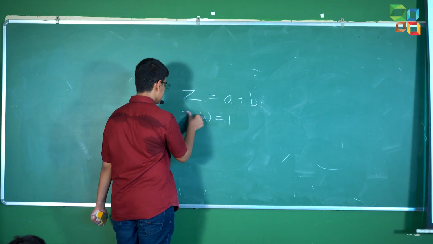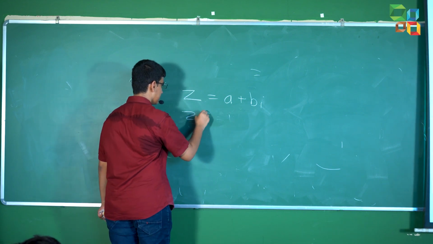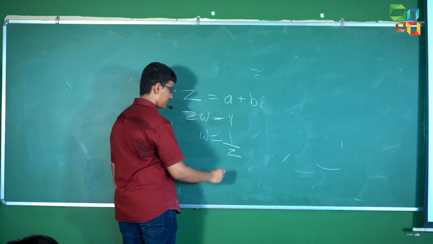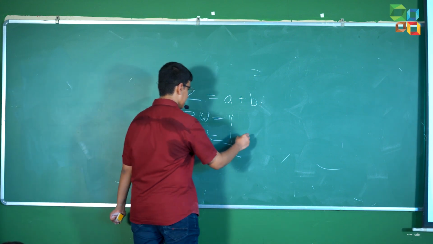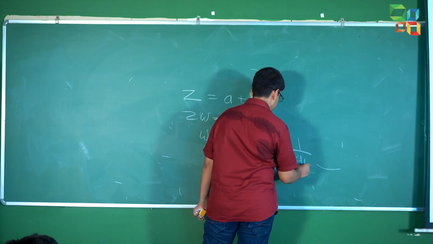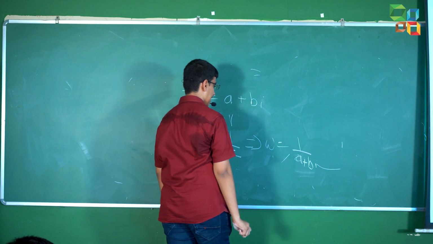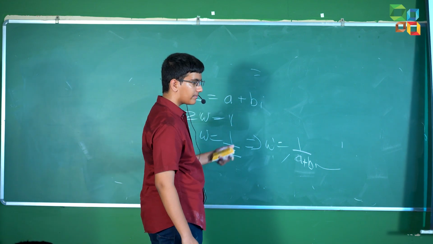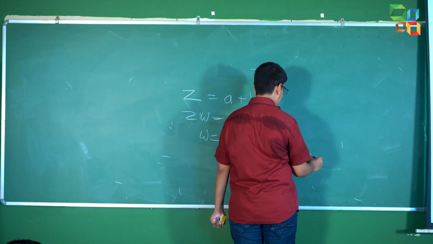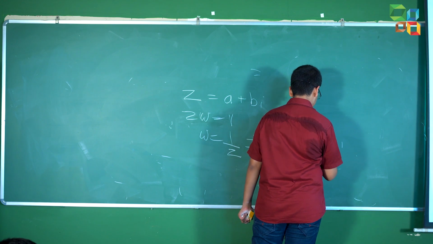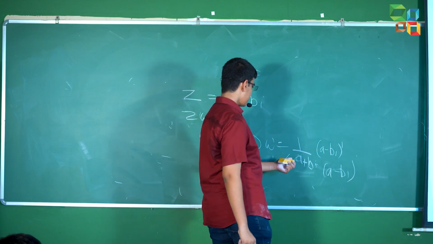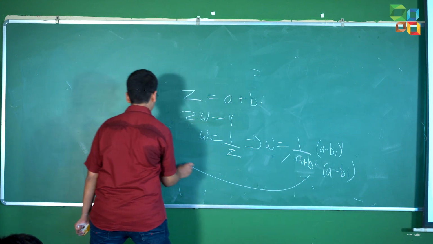So what does this mean? z into w is 1, so w is 1 by z. W equals 1 by a plus bi. Now you can multiply the top and the bottom with a minus bi. Again, i is root of -1 here. So I'll continue my things here.